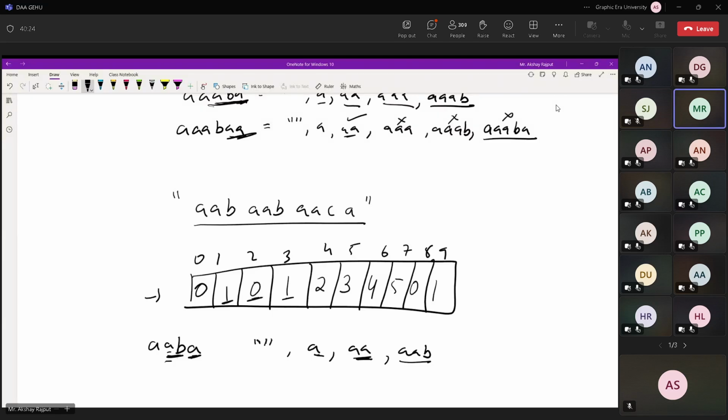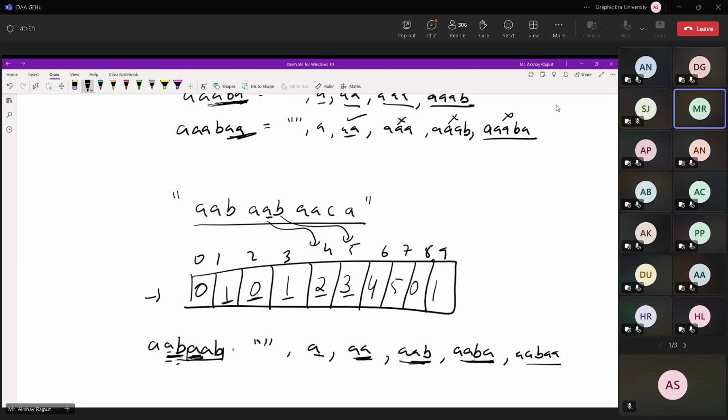Now next we get A also, so we will add AABA. AABA not here, AAB not here as a suffix. AA is here as a suffix, so we get 2. Next we get B. We are only adding proper prefixes. Is this a suffix here? No. Is this a suffix here? No. Is this a suffix? Yes, this is a suffix here. So we add 3. 3 is the length of the longest suffix.